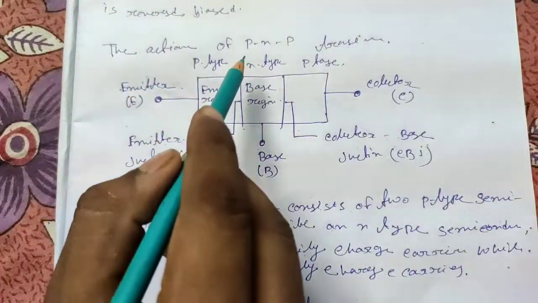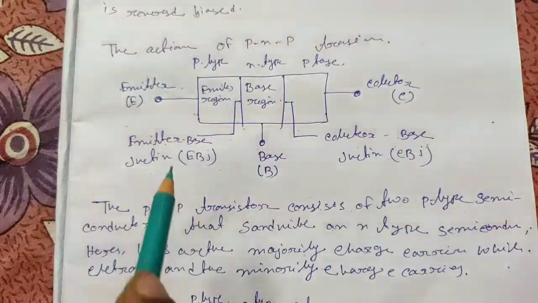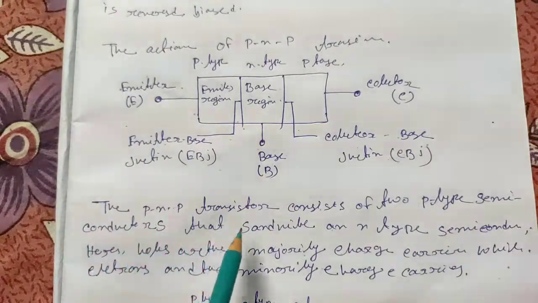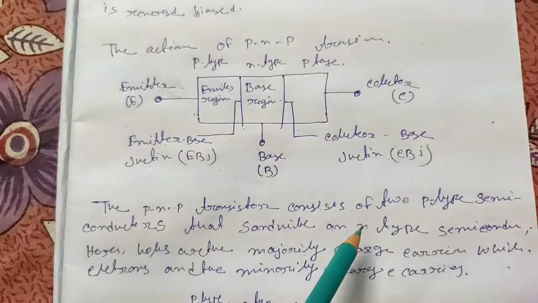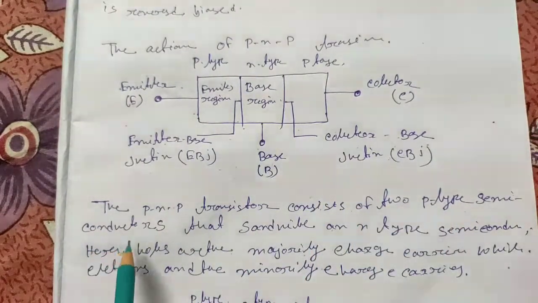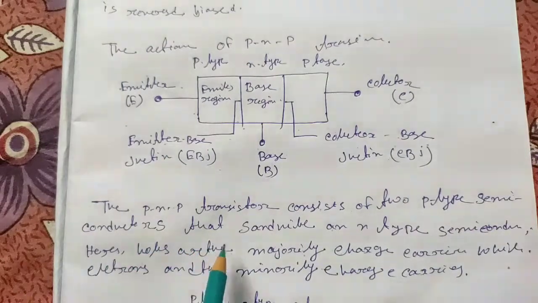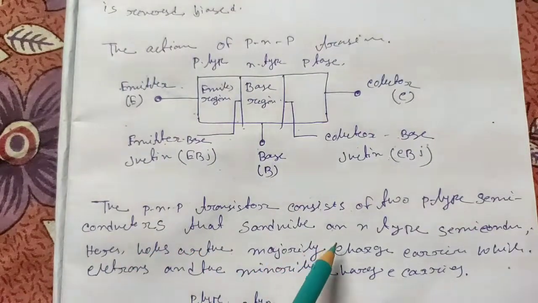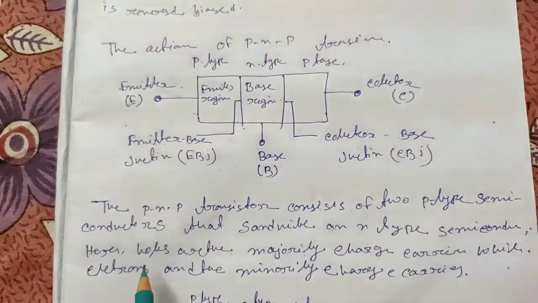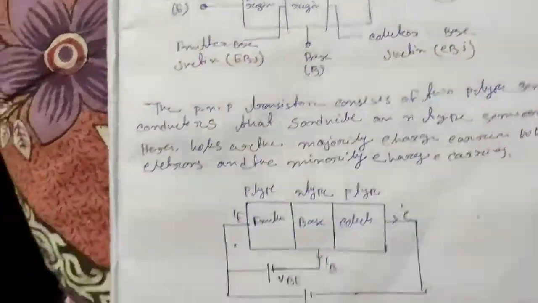The action of PNP transistor. The PNP transistor consists of two P-type semiconductors that sandwich an N-type semiconductor. Here holes are majority charge carriers and electrons are minority charge carriers.